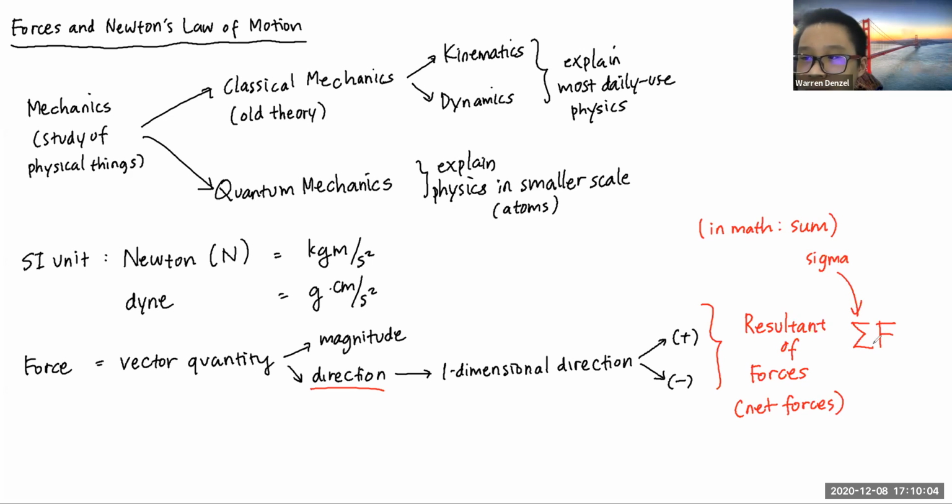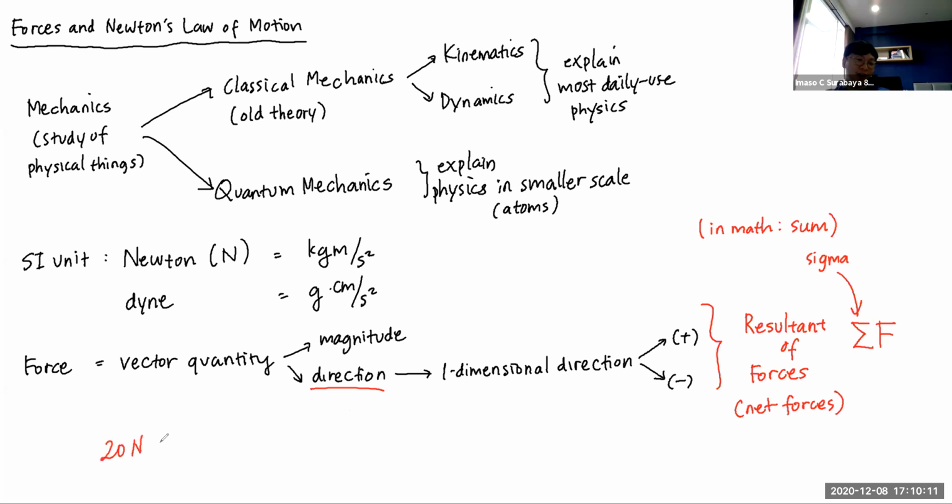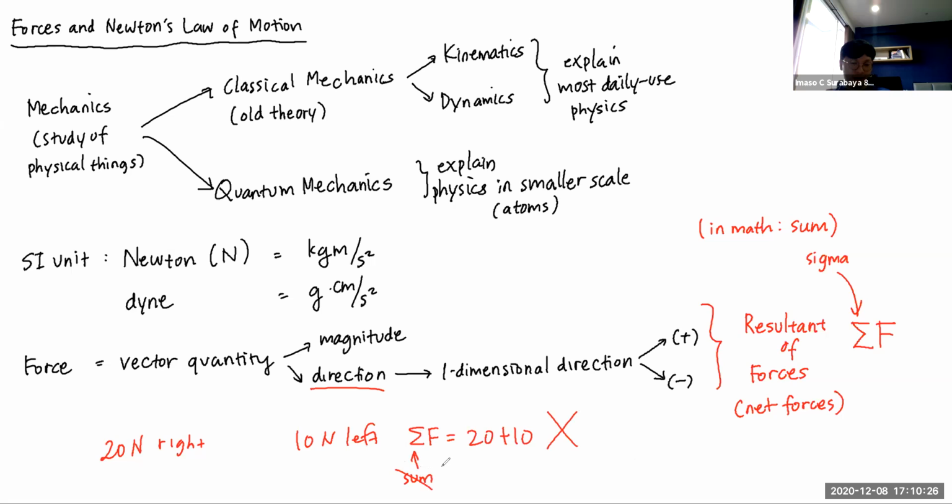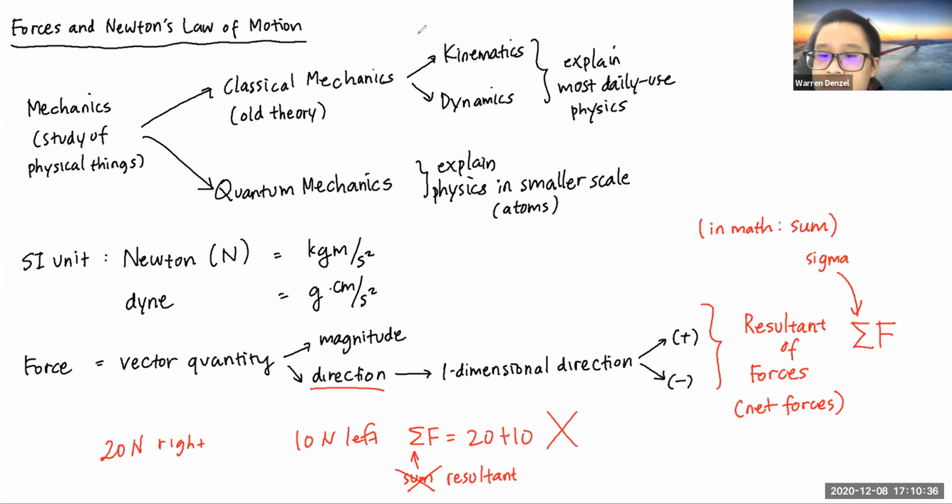Sum. So in a way, we are also summing the force, but we cannot just say a force of 20 Newton to the right, and then a force of 10 Newton to the left, so the resultant is 20 plus 10. That is not correct, right? It's not the sum. This is the resultant. And in resultant, you have to take into account the direction, because force is a vector quantity.